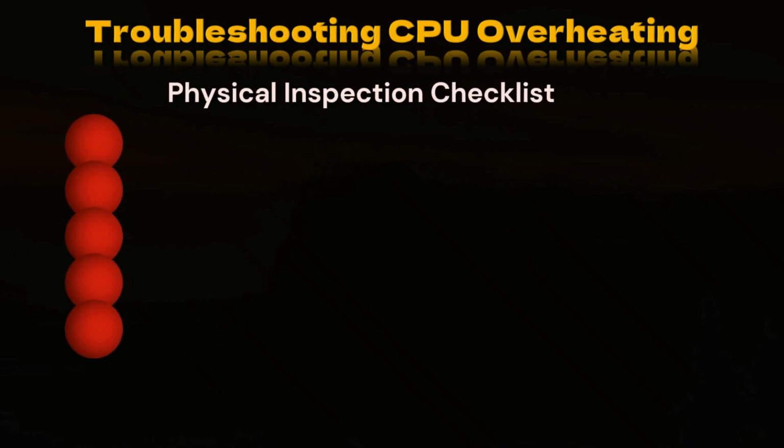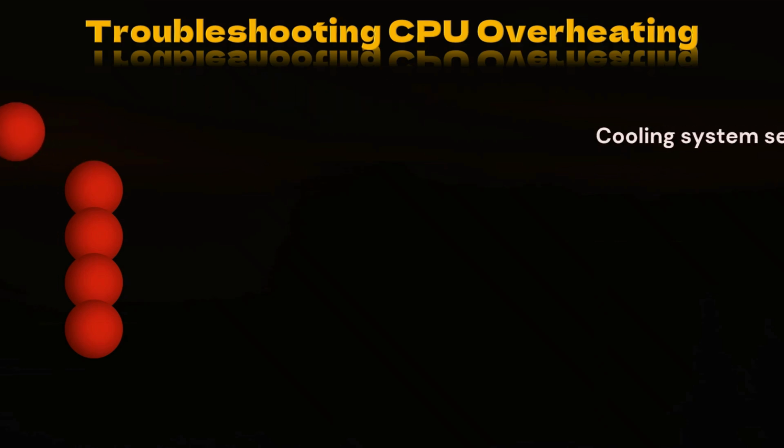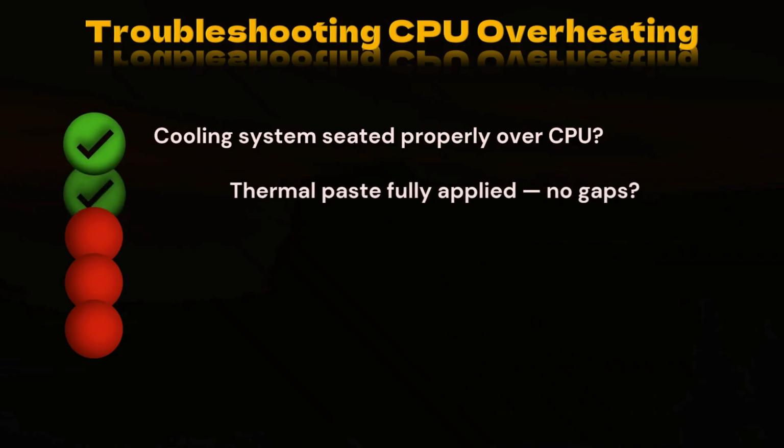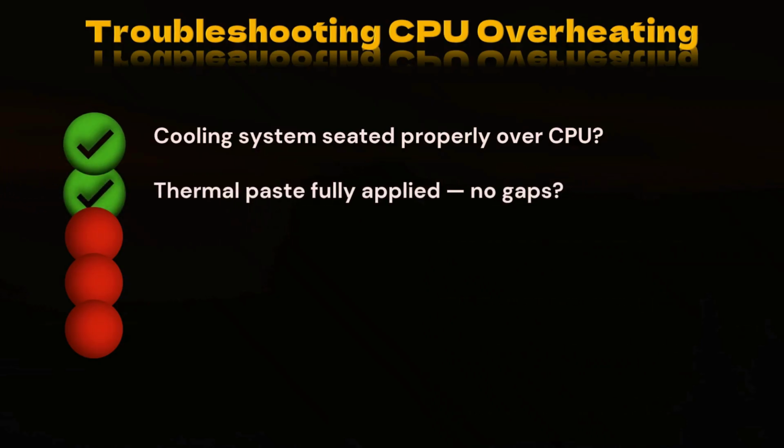Now, if the temperature readings are high, open the case and check the following items. Is the cooling system connected properly? If it isn't seated properly over the CPU, its ability to keep the CPU at the proper temperature is impaired. If there isn't a complete coating of thermal paste, remove any existing paste and add a fresh layer.